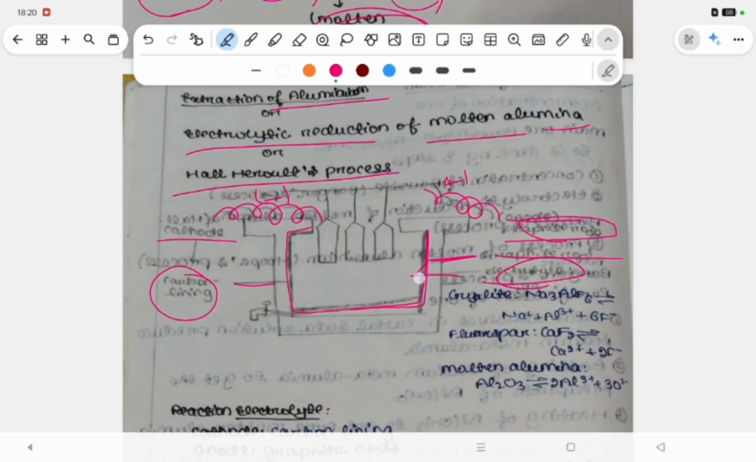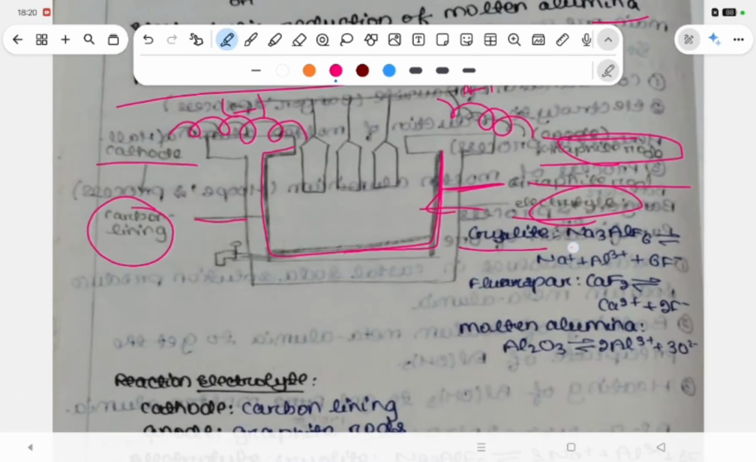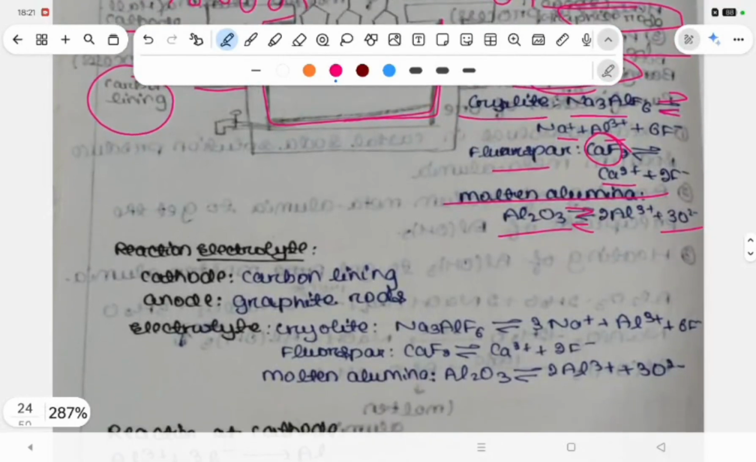Electrolyte: cryolite. Reaction: Na3AlF6 reversible reaction 3Na+ plus Al3+ plus 6F-. Fluorspar CaF2 reversible reaction Ca2+ plus 2F-. Molten alumina Al2O3 reversible reaction 2Al3+ plus 3O2-. Electrolyte, cathode carbon lining, anode graphite rod.